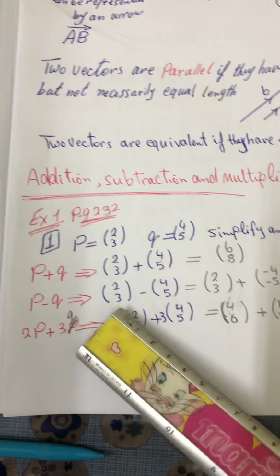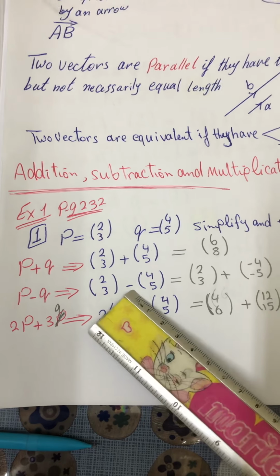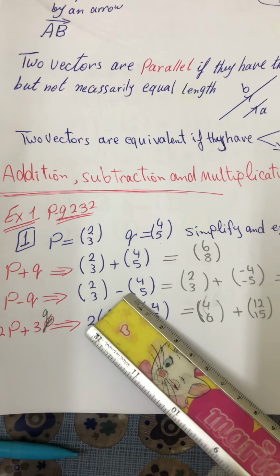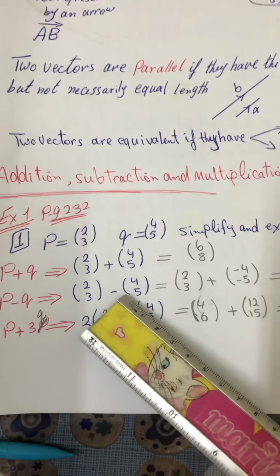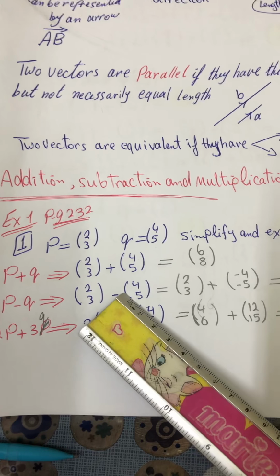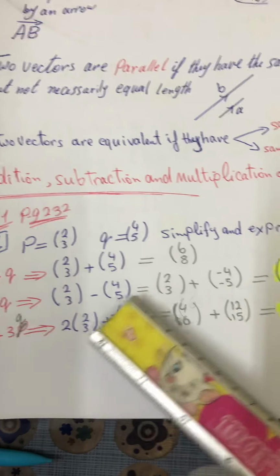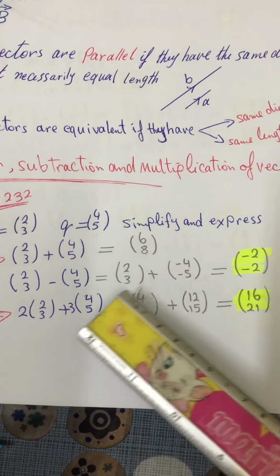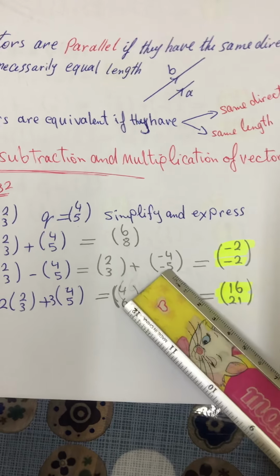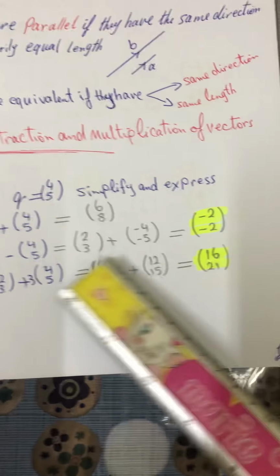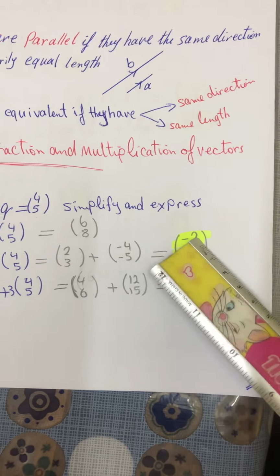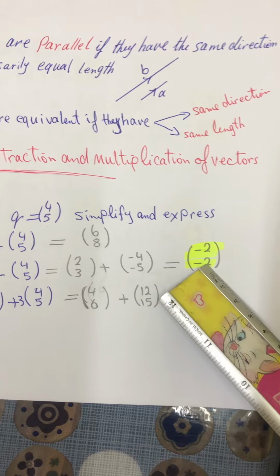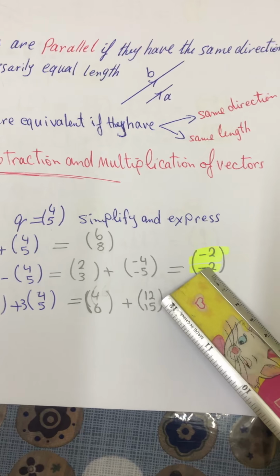P minus Q. P is 2, 3, minus Q is 4, 5. Don't forget to change it into addition in the beginning. How? Consider yourself, you have here negative 1. So 2, 3 will stay the same. And negative 1 multiplied by 4 equals negative 4. Negative 1 multiplied by 5 equals negative 5. Now you can add: 2 plus negative 4 equals negative 2, and 3 plus negative 5 equals negative 2 also. Okay, this is the answer.